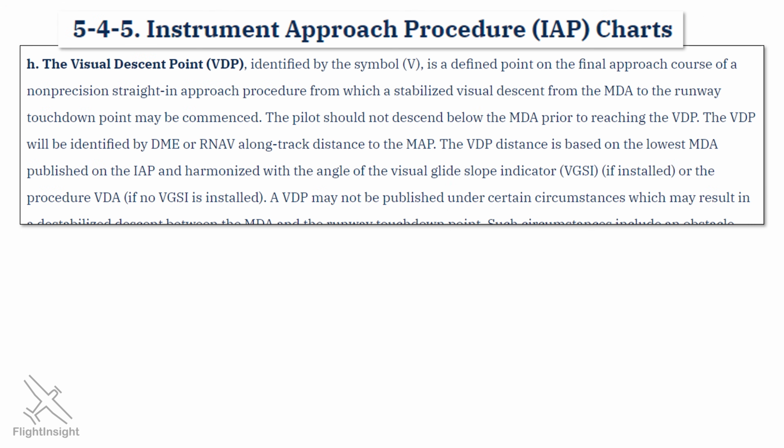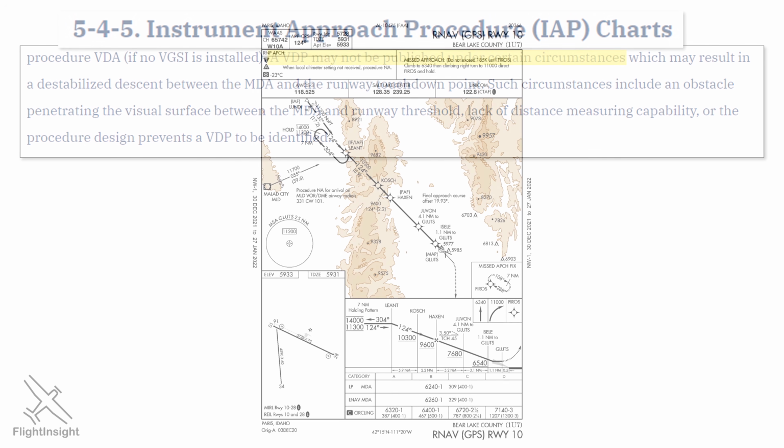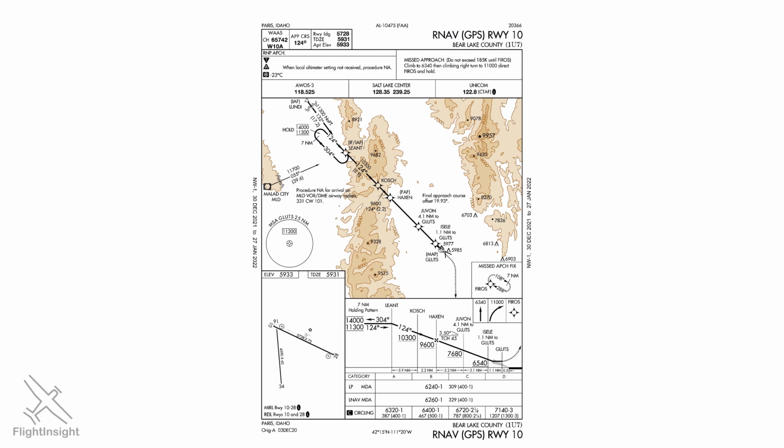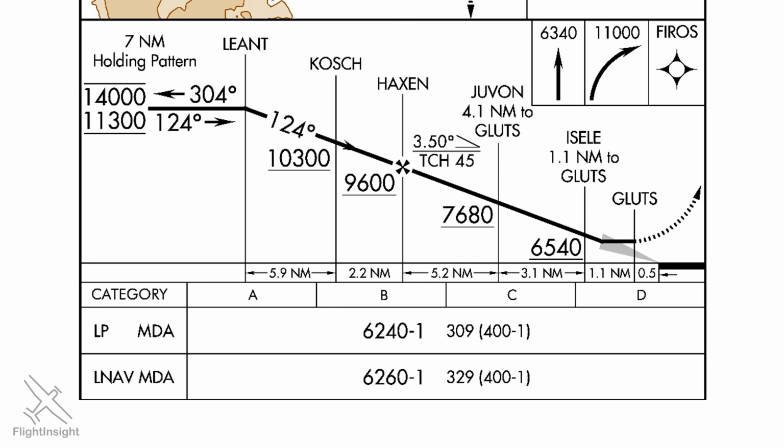AIM 5-4-5 also cautions that a VDP might not always be published for a non-precision approach. This could be because of an obstacle penetrating the visual surface area, no way of determining the VDP point from the cockpit, or the design itself preventing a means to identify a VDP. Here's one of those approaches, the RNAV into runway 10 at Bear Lake County. Notice on the profile view there's no black V marking the visual descent point.